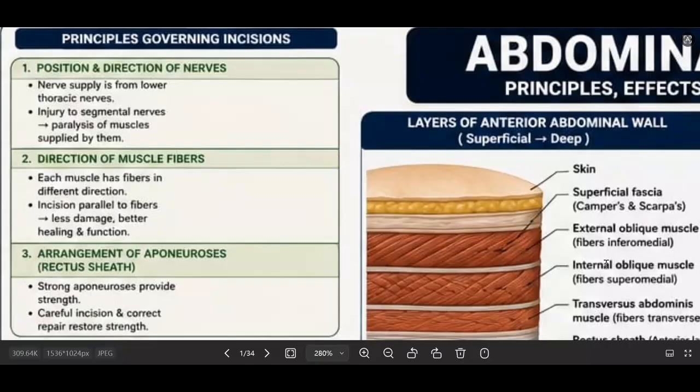Now first let's start with the introduction. So a surgical incision is actually a cut that is made through the abdominal wall to reach organs inside the abdomen. That means to reach the viscera of the abdomen.